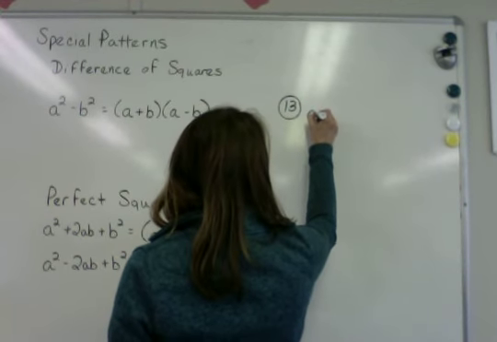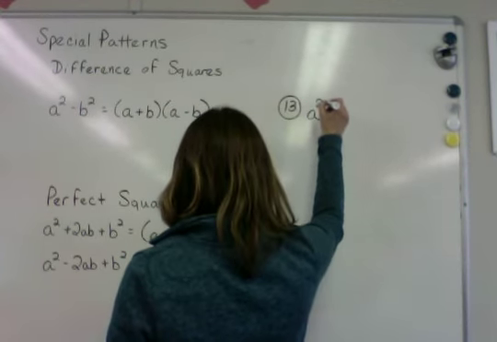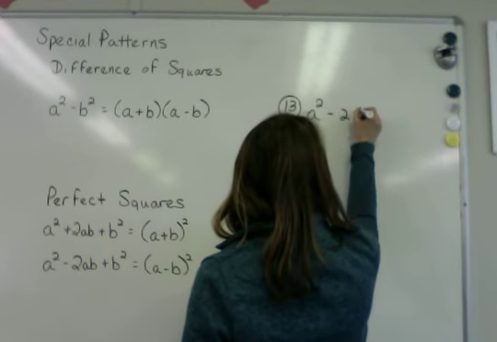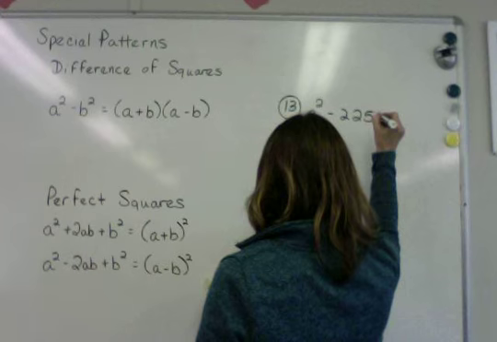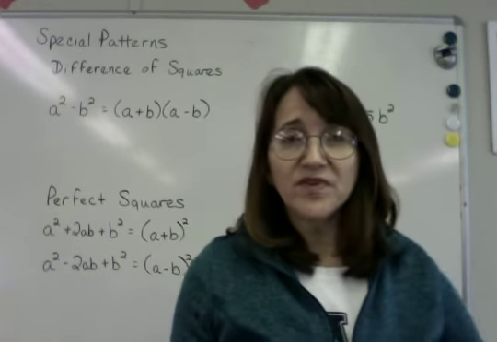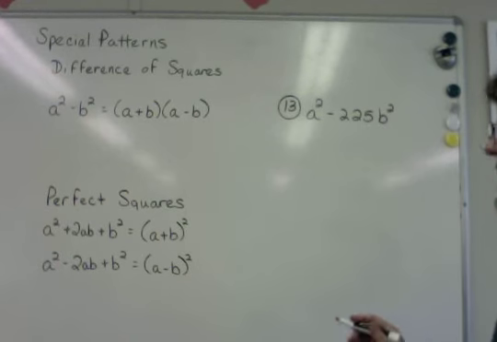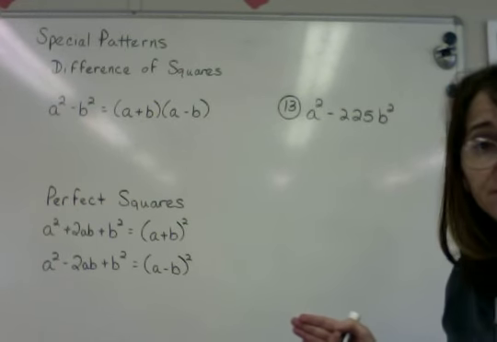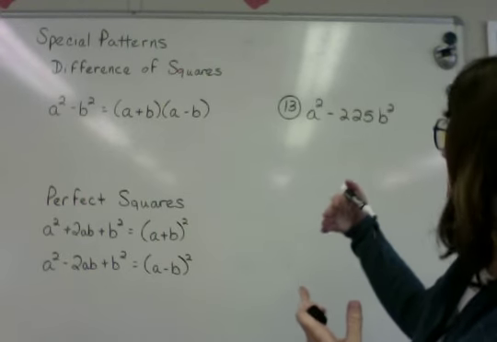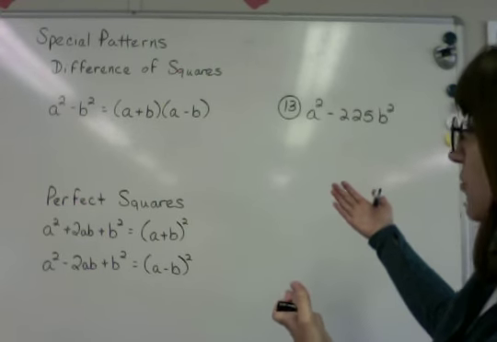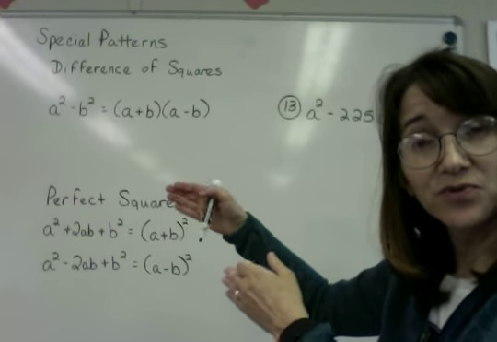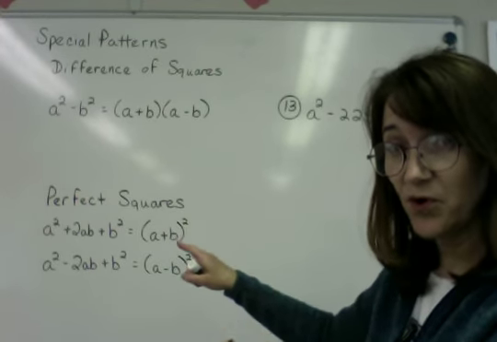I have a square, and that is a negative 225b squared. All right, guys, we've got them right up here. Of the two patterns that we've looked at, what would this look like? Would it look like a difference of squares, or would it look like a perfect square? Well, there's an obvious difference between the difference of squares and the perfect squares.